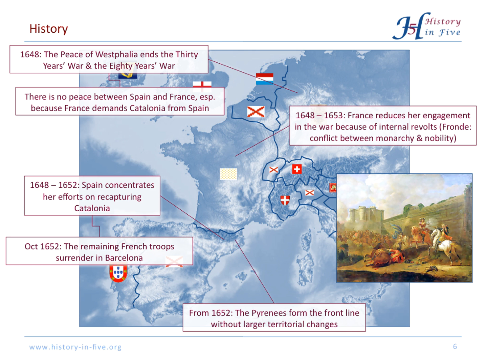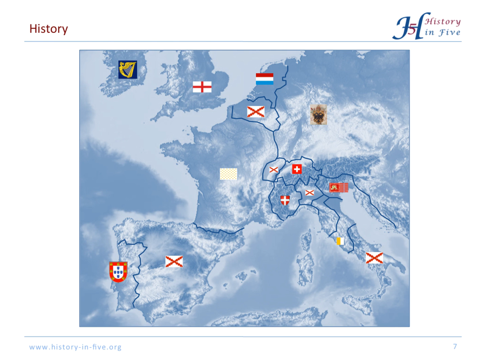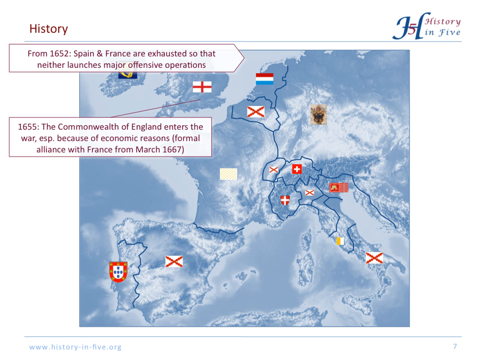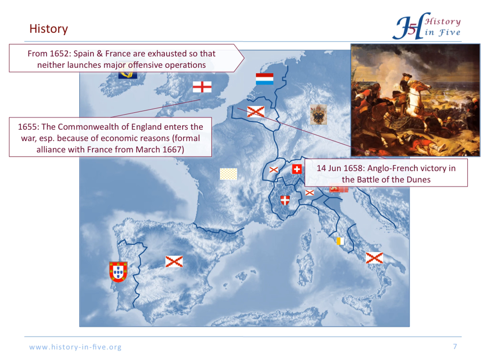The following years, the Pyrenees were the front line, but not much was happening there. Also, on the other front lines, not much was happening, simply because both sides were exhausted. But the dynamic would change when the Commonwealth of England entered the war because of economic reasons. They were looking for Spanish colonies in America. An Anglo-French force could defeat the Spanish forces in the Battle of the Dunes, and the English occupied Dunkirk.